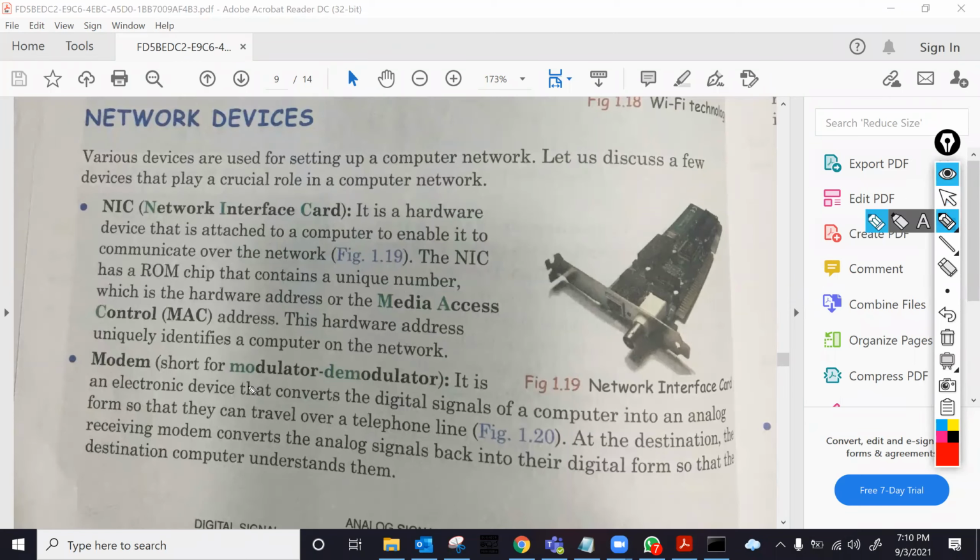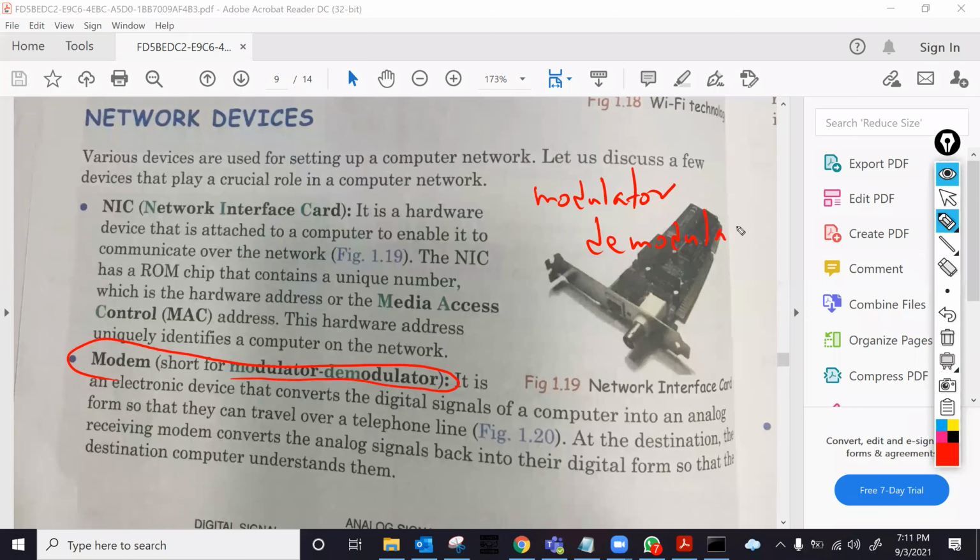Right. Now we'll move to the other part. Modem. Earlier we used this modem technology. Modem stands for modulator, demodulator.